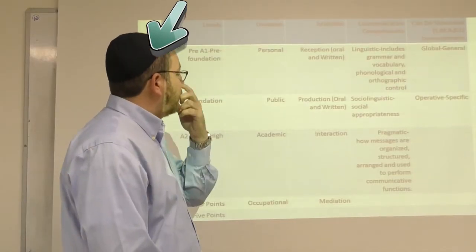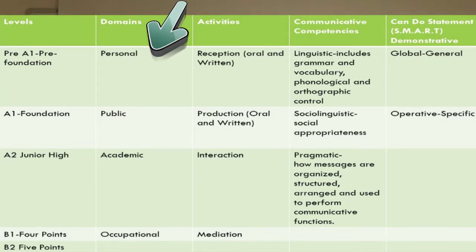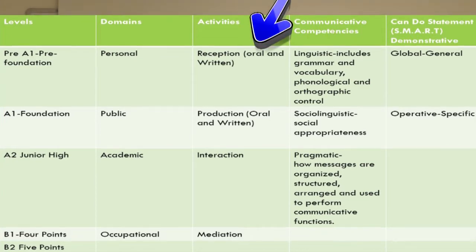So there's activities, which breaks down into 4. There's oral reception, which is listening, and there's written reception, which is reading comprehension. Then there is production, oral production, which is speaking, and then written production is writing. And then there's interaction, which is a perfect example of that would be to have a conversation with someone where you're listening and giving back.